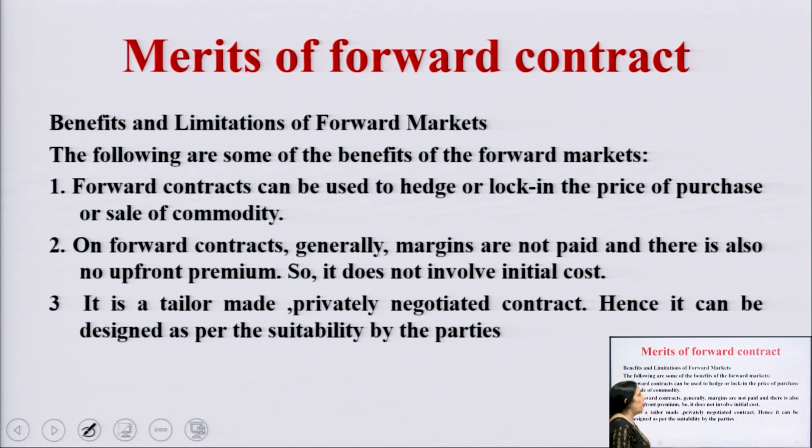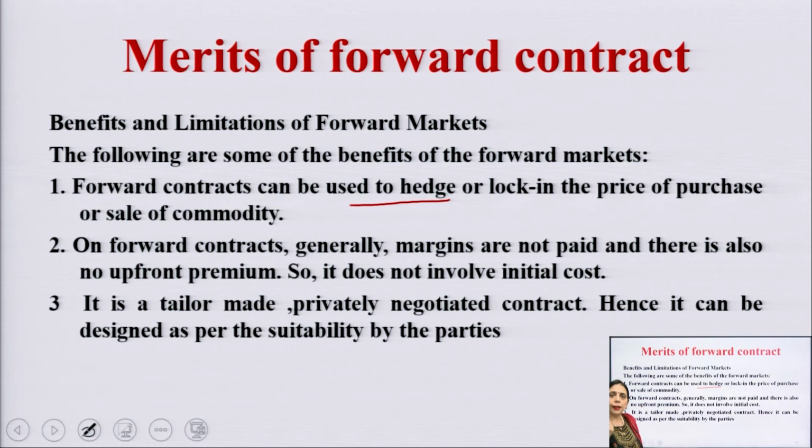First one is the contracts can be used to hedge or lock in the price of the purchase or the sale of a commodity. Hedge means you are going to decide the prices in advance. You are going to decide the prices in advance when the contract is entered. Then the people are going to hedge their risk.